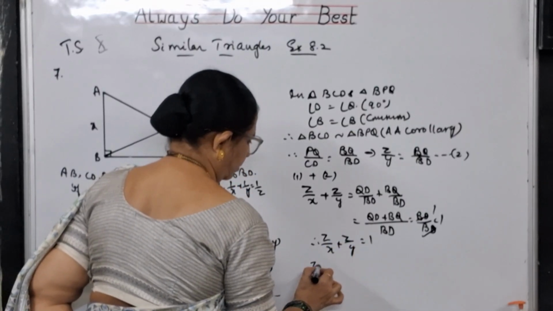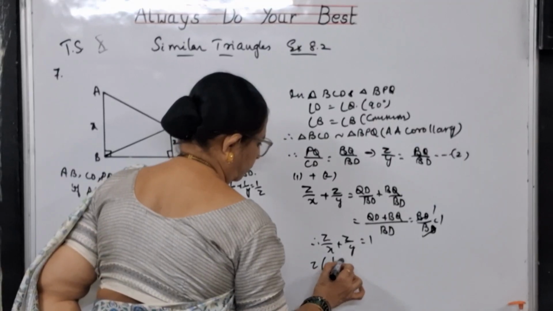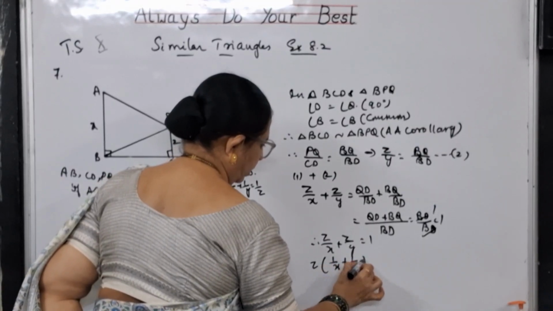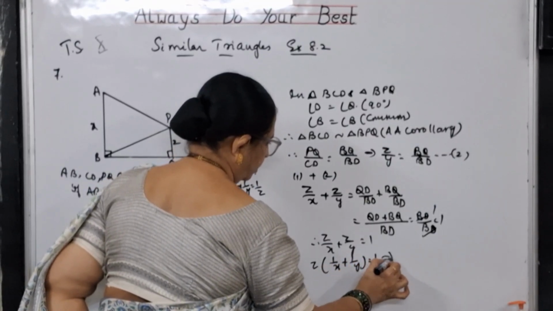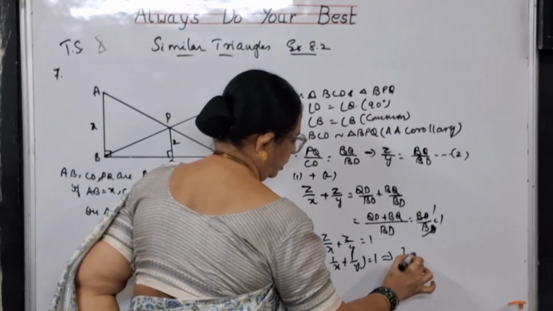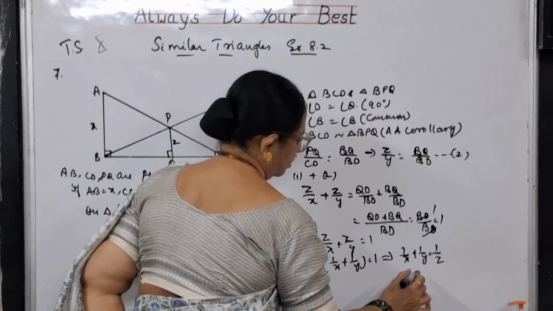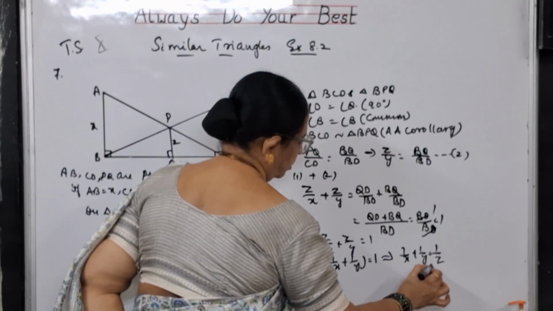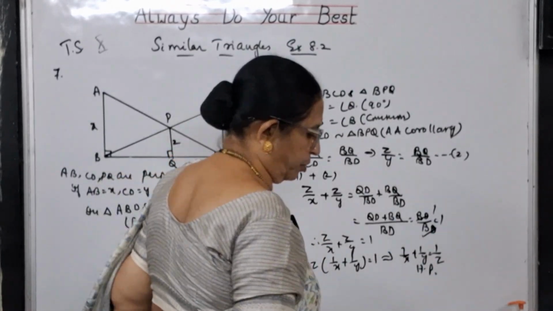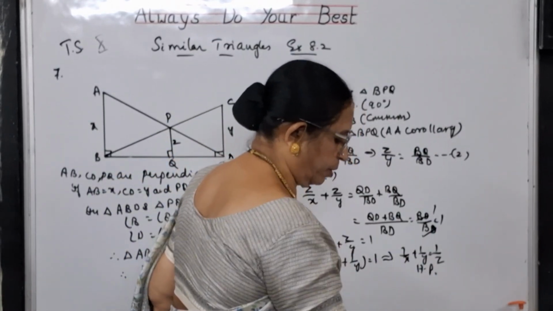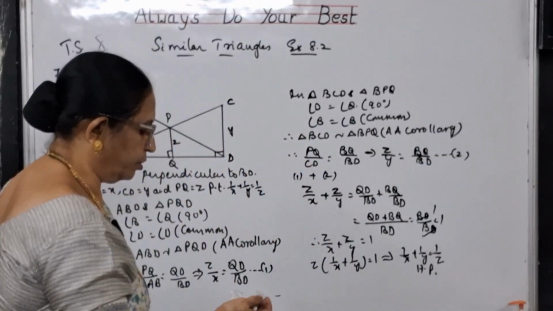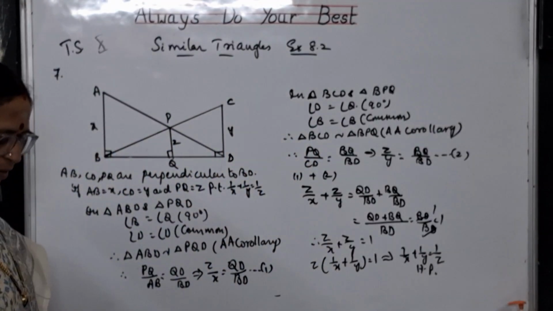Here you take Z as common. Z into 1 by X plus 1 by Y is equal to 1. This implies 1 by X plus 1 by Y is equal to 1 by Z. This is the proof. You have proved it in this way. So please go through it, children. This is the seventh sum.